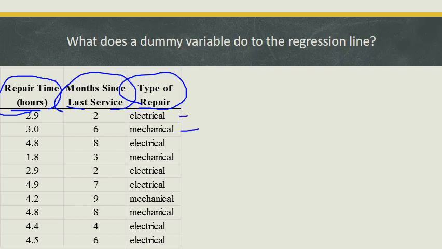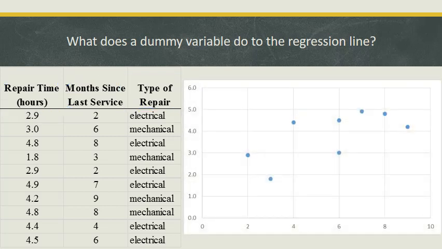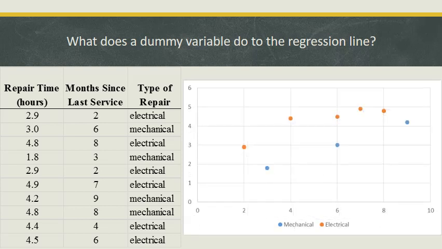To get a picture of what is going to happen, let's plot repair time versus months since last repair. Next, I'm going to color code the points according to repair type. In this graph, the red points represent electrical repairs and the blue points represent mechanical. Note that some of the points are doubled up. For example, this point above 8, this red point is covering a blue dot that also happens to be in the same place.